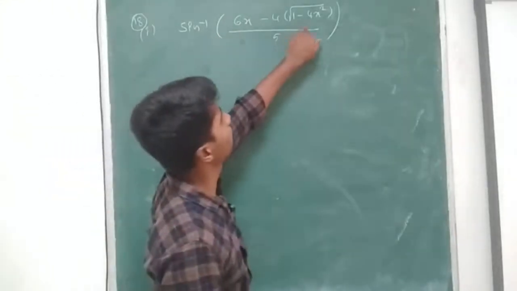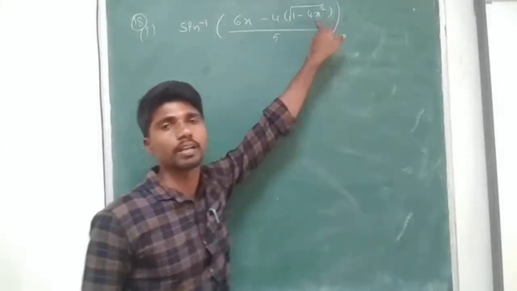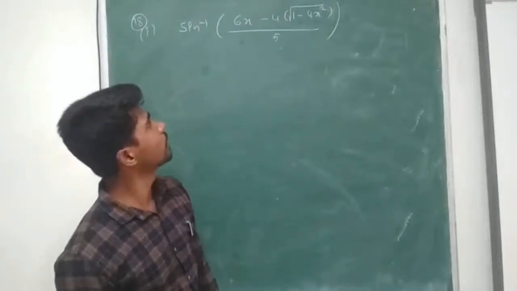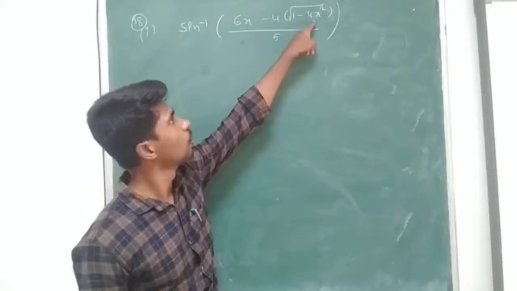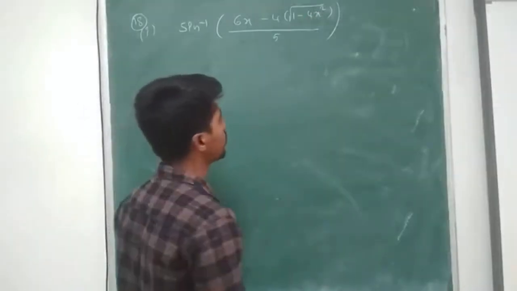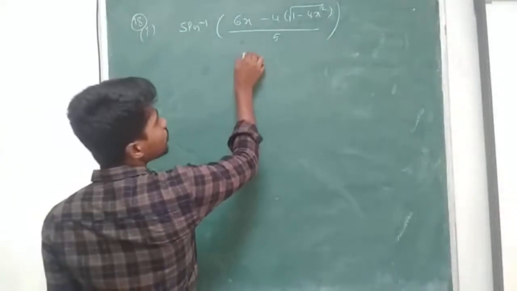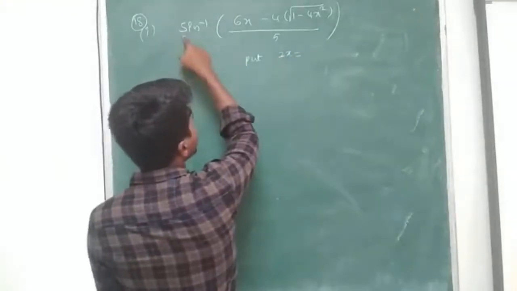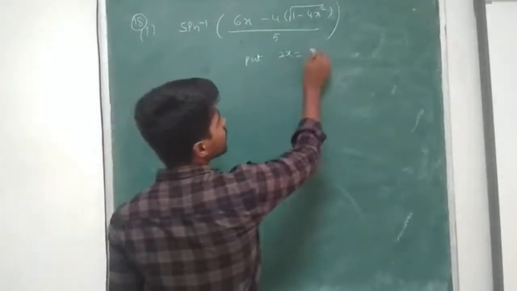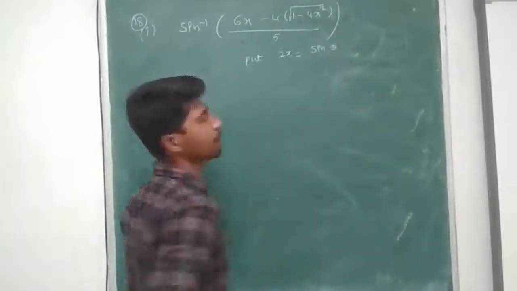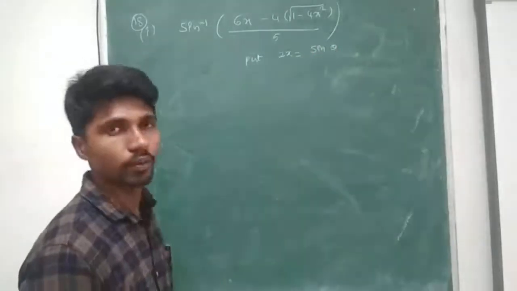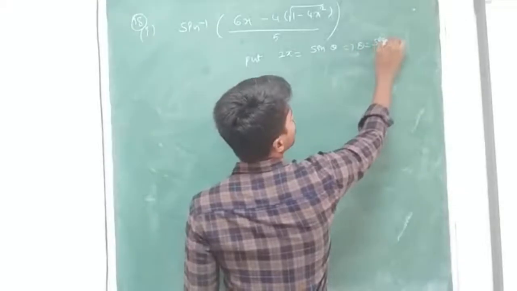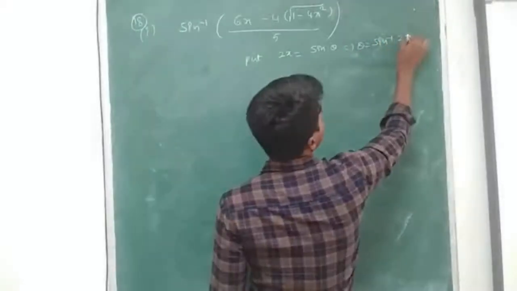See, I have 1 minus 4x square here. If I had 1 minus x square, I could directly substitute cos theta or sin theta in place of x. But here I have 1 minus 4x square. So 4x square can be written as 2x whole square. In this case, what we have to do is substitute: put 2x equal to sin theta, since I want to write in terms of sines. Then theta is equal to sin inverse of 2x.